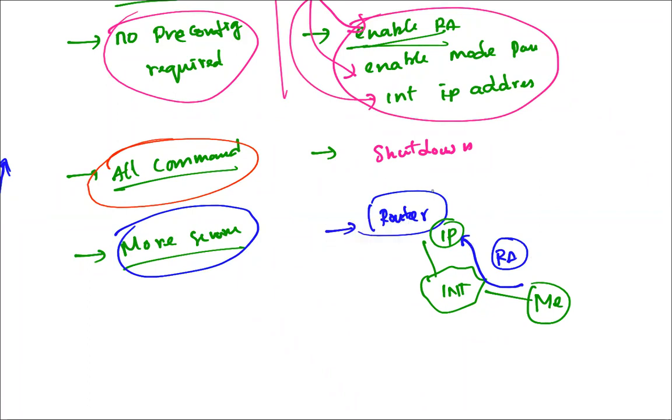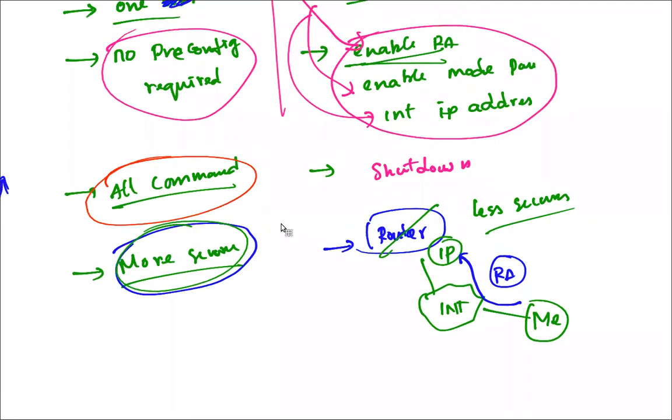So I say this is less secure. Why? Because it is open to everyone. Telnet access is open to anyone on the internet, open to the public. But console connection is not open to everyone. It is closed. It is open only to the people who work in that company as network administrators. That's why I say it is more secure.